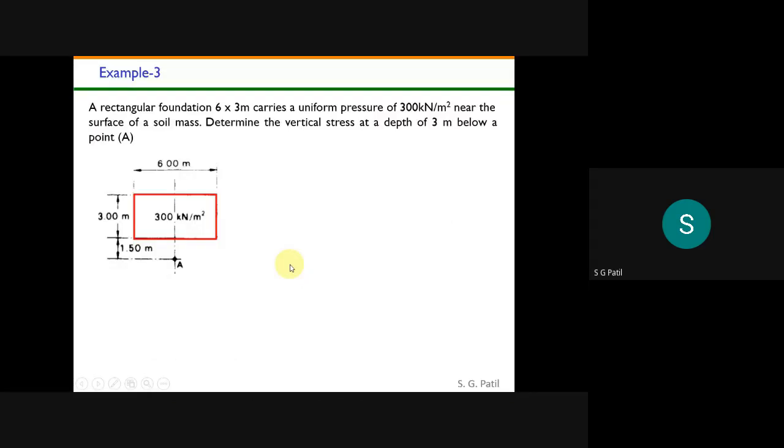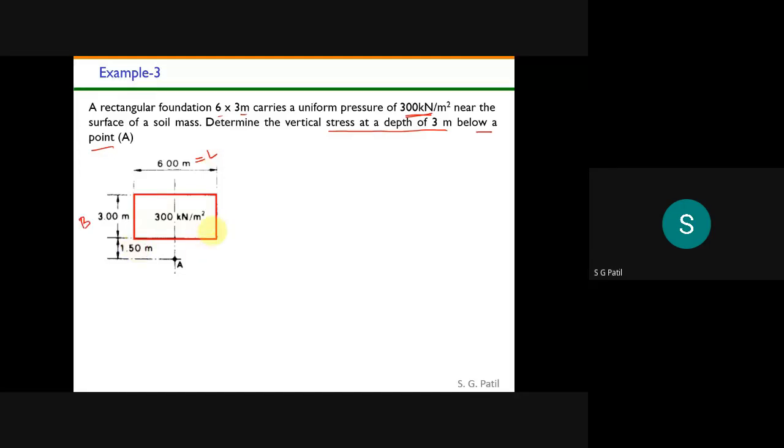Okay, now look at this problem. A rectangular foundation 6 meter by 3 meter carries a uniform pressure of 3000 kilonewton per meter square near the surface of a soil mass. Determine the vertical stress at a depth of 3 meter below point A. So this is the rectangular surface area. What is the dimension? 6 meter by 3 meter. Okay, so this is the L, and this is your P.